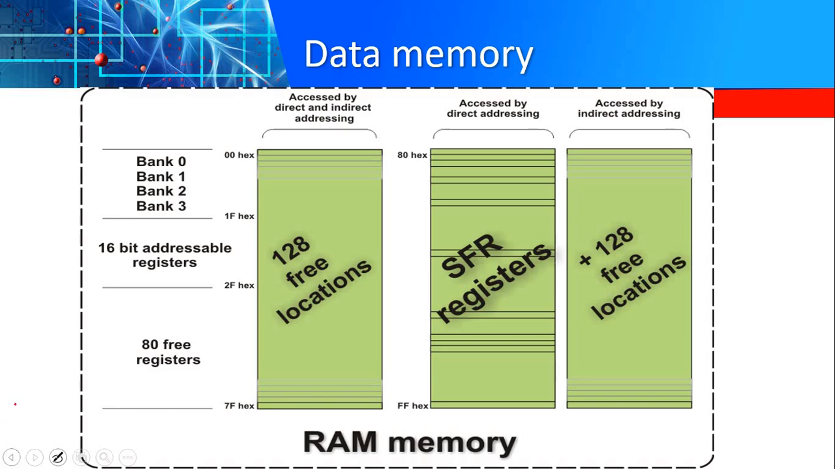Next, we will see what data memory is. Data memory is otherwise called RAM. This is random access memory. In a random access memory, it can fetch 8-bit addresses. Okay, it can read 8-bit addresses in any location.